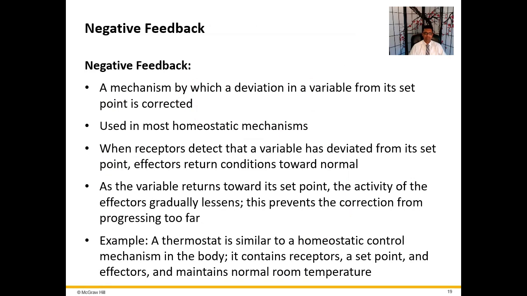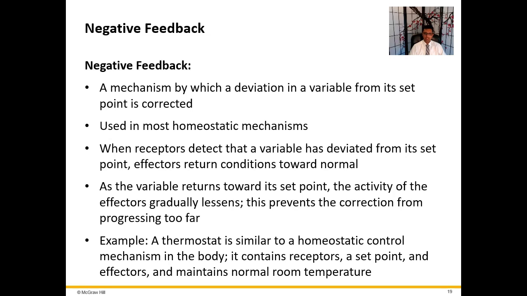All right. You have negative feedback, which is a mechanism by which a deviation in a variable from its set point is corrected, used in most homeostatic mechanisms. So when the receptors detect that a variable has deviated from its set point, effectors return conditions toward normal. As the variable returns towards its set point, the activity of the effector gradually lessens.